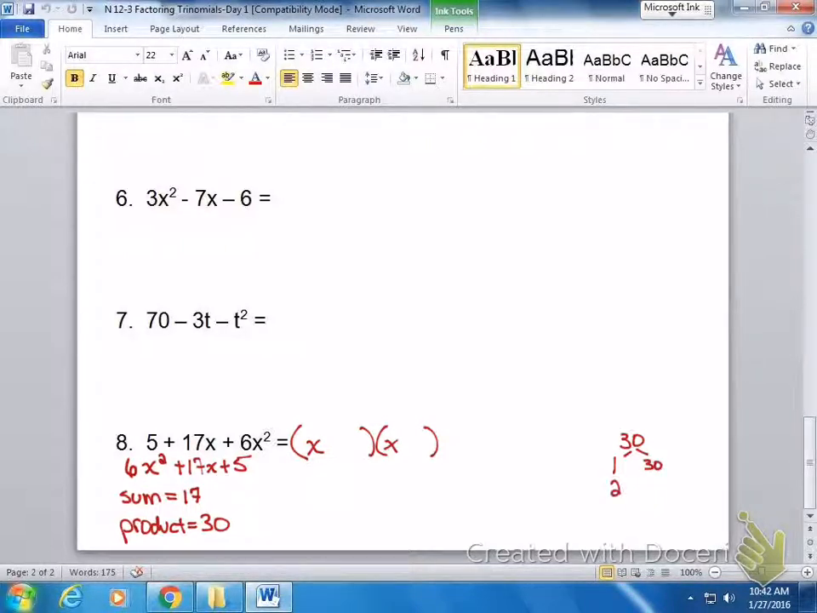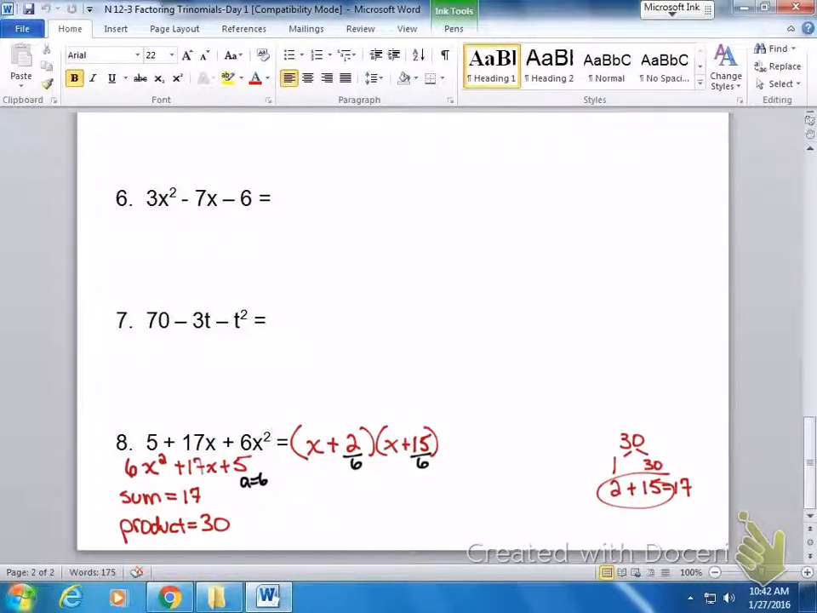2 will go into it 15 times. Well, 2 plus 15 is 17, so there's my answer. So I'm going to put plus 2 plus 15. Now we have to do our division, and this time a is 6. So I'm going to divide them by 6.